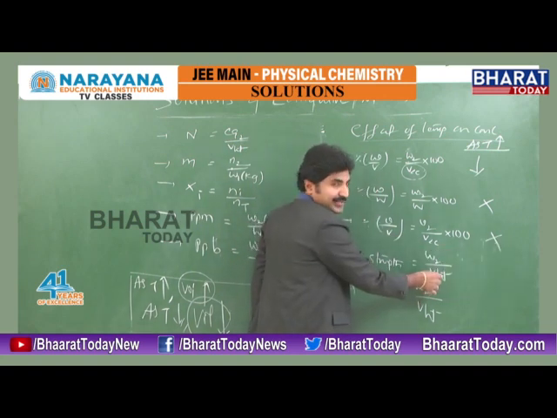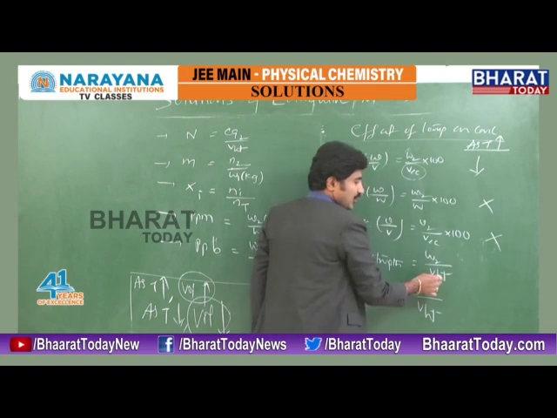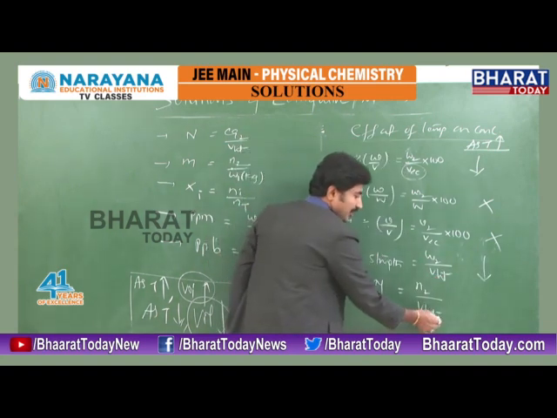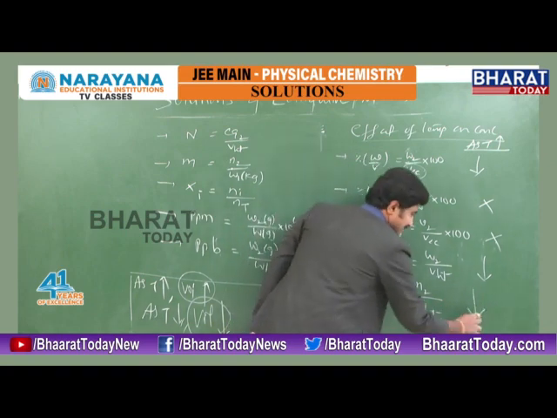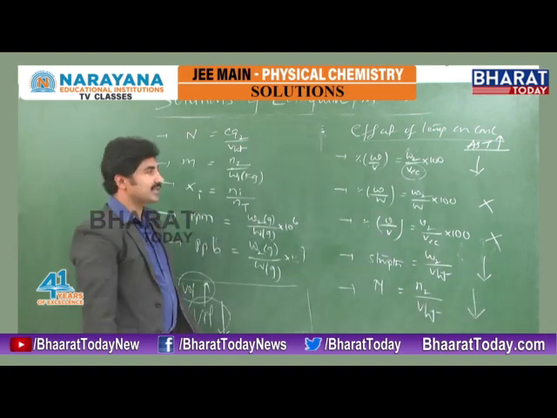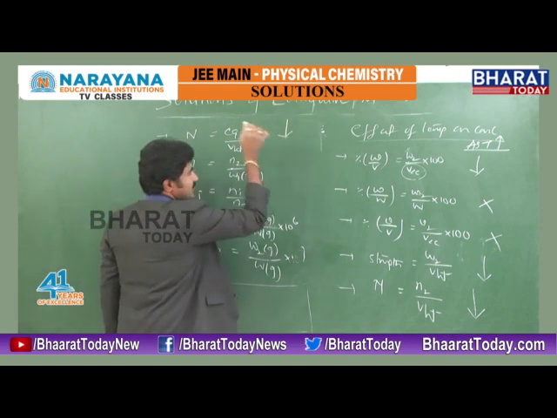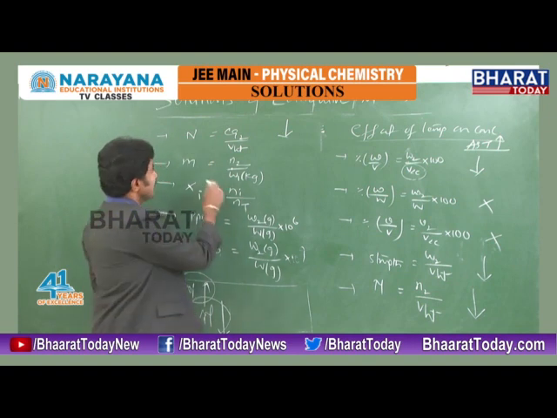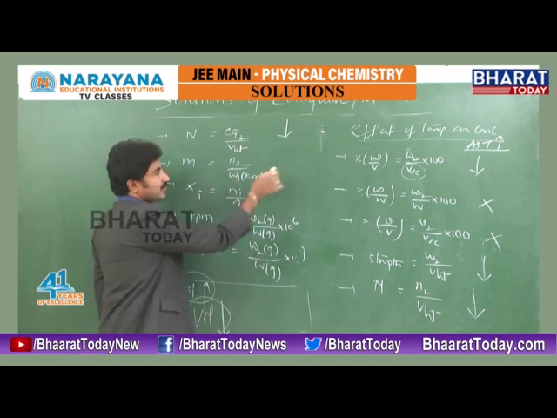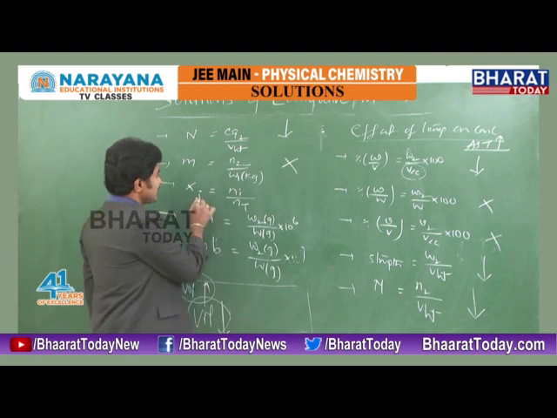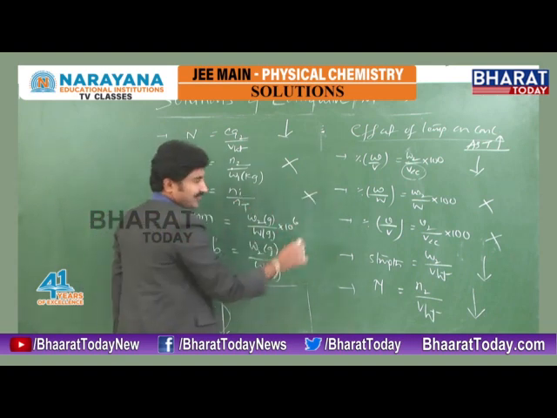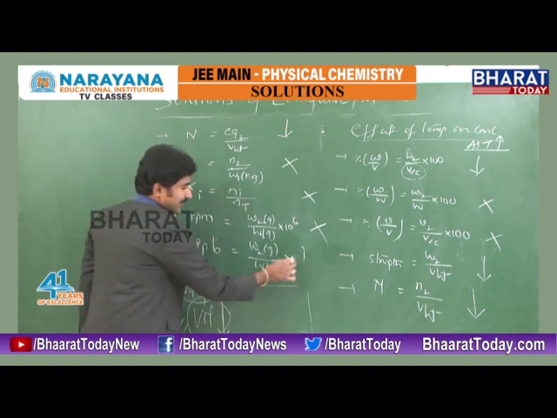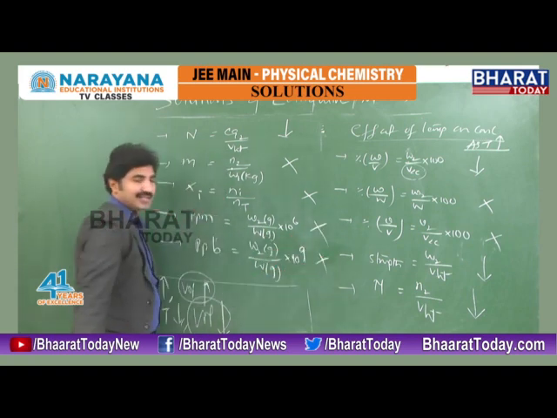In strength, volume is present in denominator. As temperature increases, volume increases, therefore strength of the solution decreases. Even in molarity, the volume term is present in denominator, so as temperature increases, molarity decreases. Even in normality also, as temperature increases, volume increases, and normality decreases. In molality, there is no volume term, therefore it doesn't affect. Next, in mole fraction, no volume term, it doesn't affect. In ppm also, no volume term, it doesn't affect. In ppb also, there is no volume term, it doesn't affect.